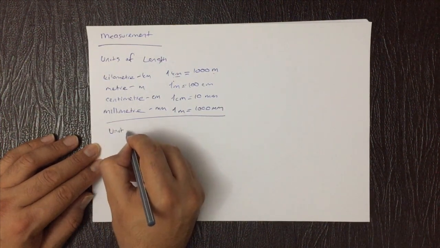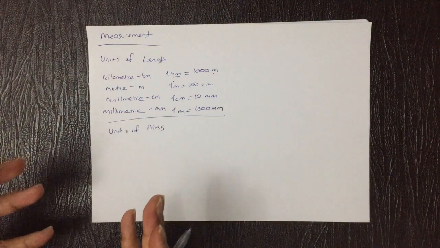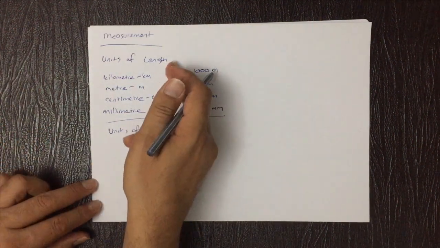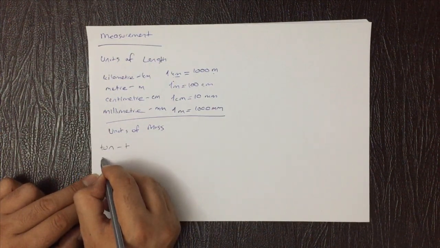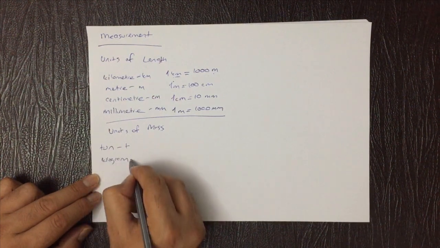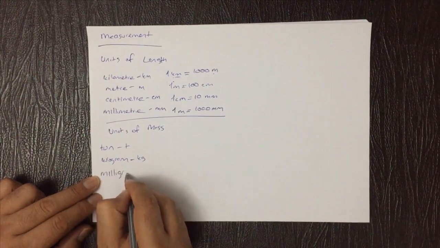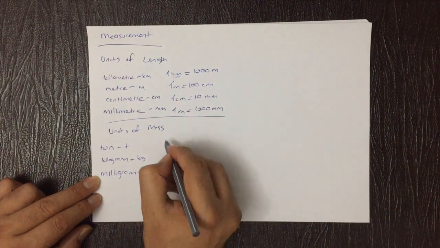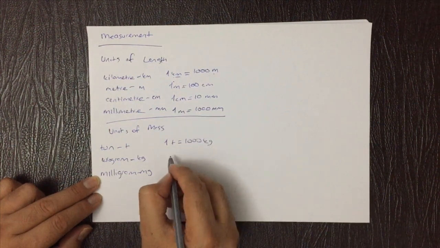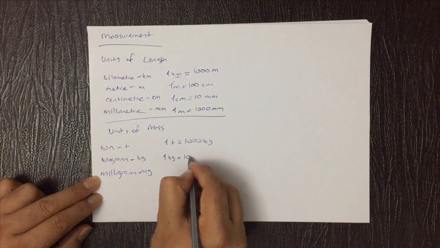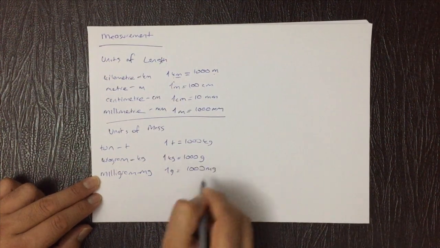We will come to examples. So let's look at the units of mass. These are measurements. We are trying to find how much something is. For length we use these. For mass we use the ton, shown as T. Then we use the kilogram, shown as kg. Then the gram, and the milligram. So 1 ton is equal to 1000 kilograms. Don't forget, 1 kilogram equals 1000 grams. So 1 gram is equal to 1000 milligrams.